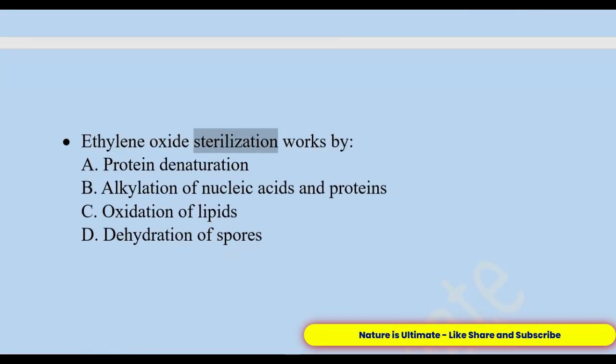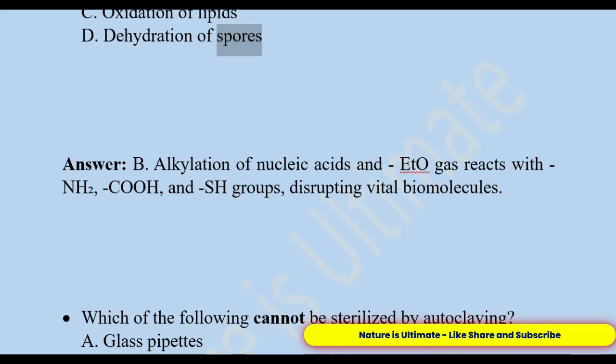Ethylene oxide sterilization works by A. Protein denaturation. B. Alkylation of nucleic acids and proteins. C. Oxidation of lipids. D. Dehydration of spores. Answer: B. Alkylation of nucleic acids and proteins. EtO gas reacts with NH2, COOH, and SH groups, disrupting vital biomolecules.